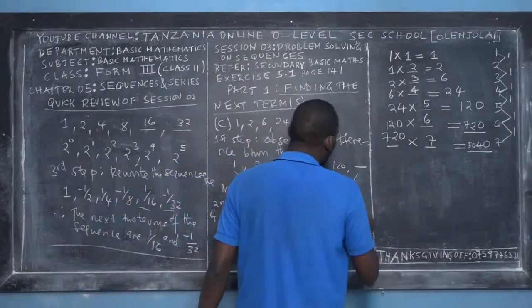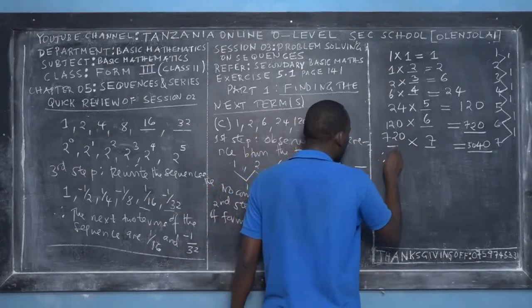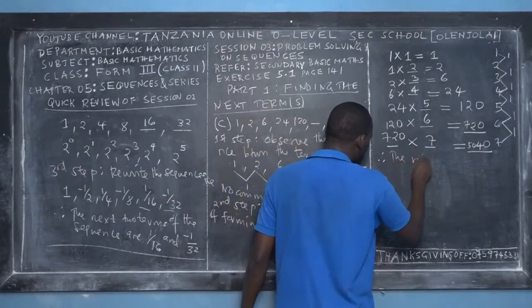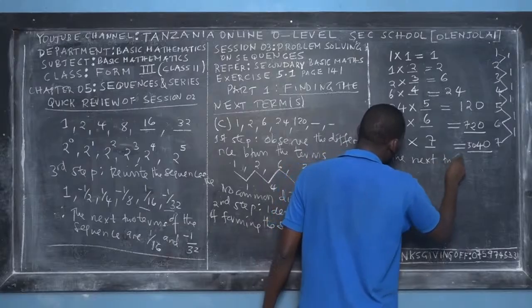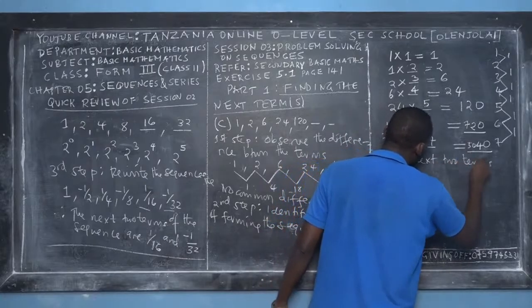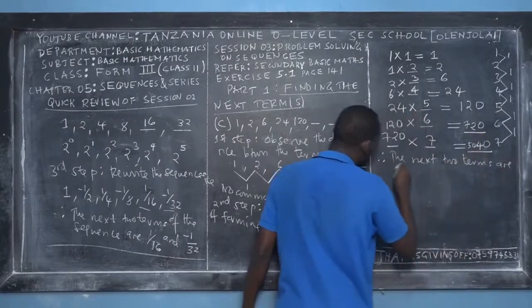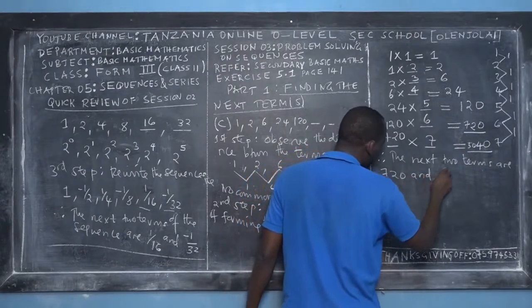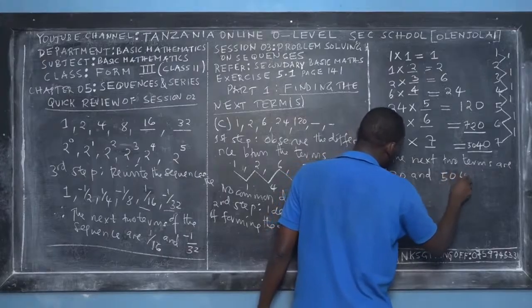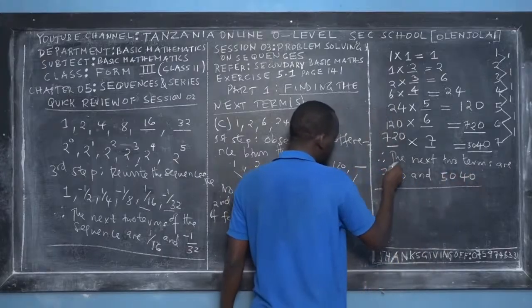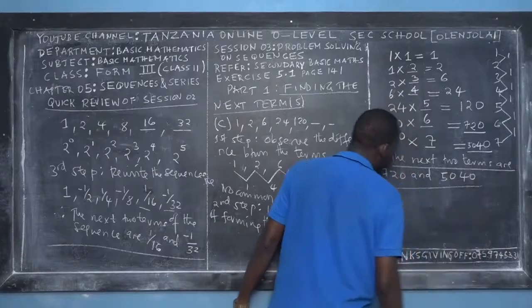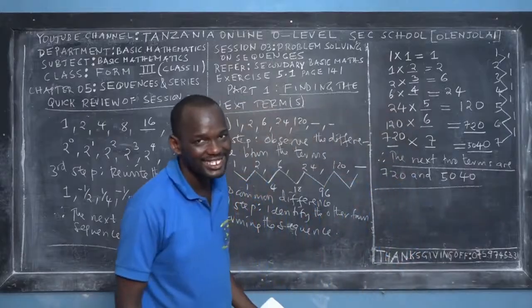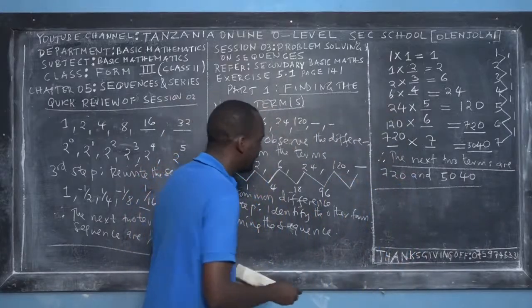Right? So if that's the case, we conclude that the next two terms of the given sequence are what? 720 and also what? 5040. So this is the response. Beautiful? Yeah, it's beautiful.